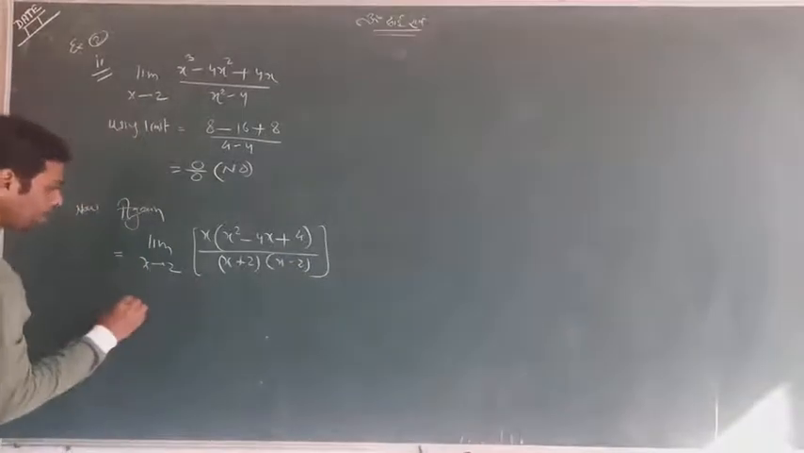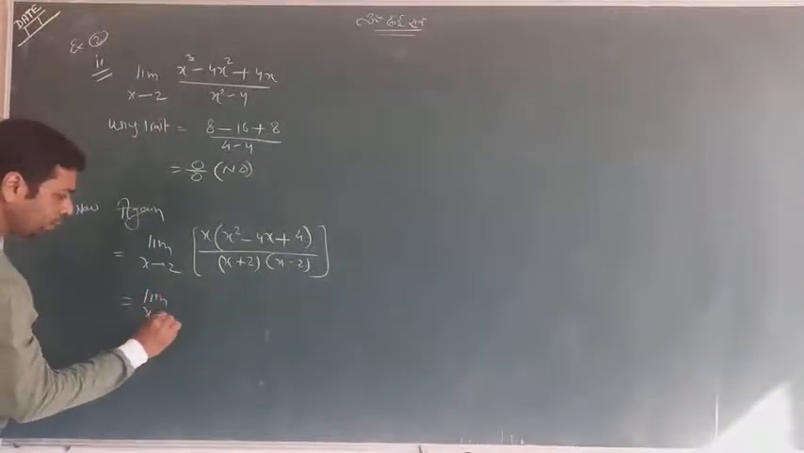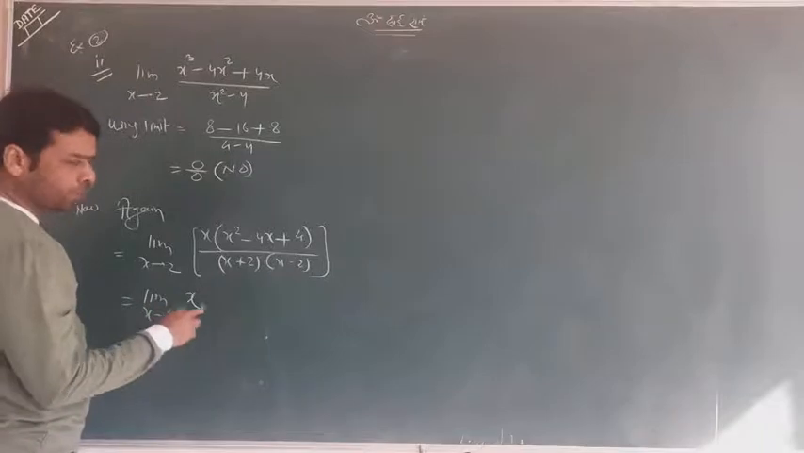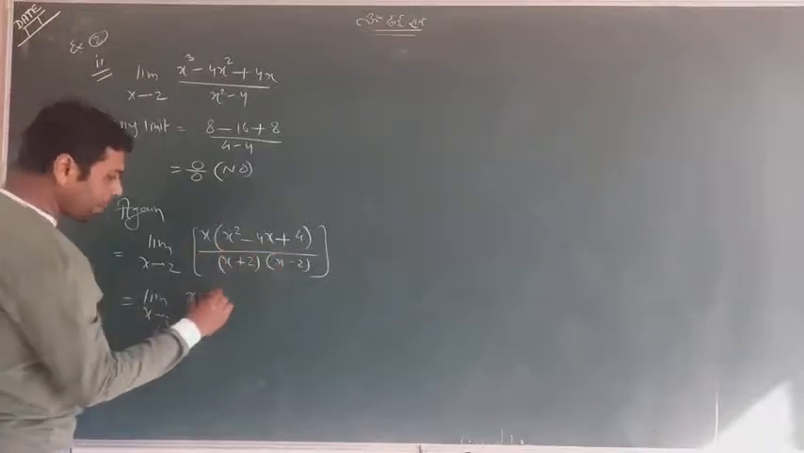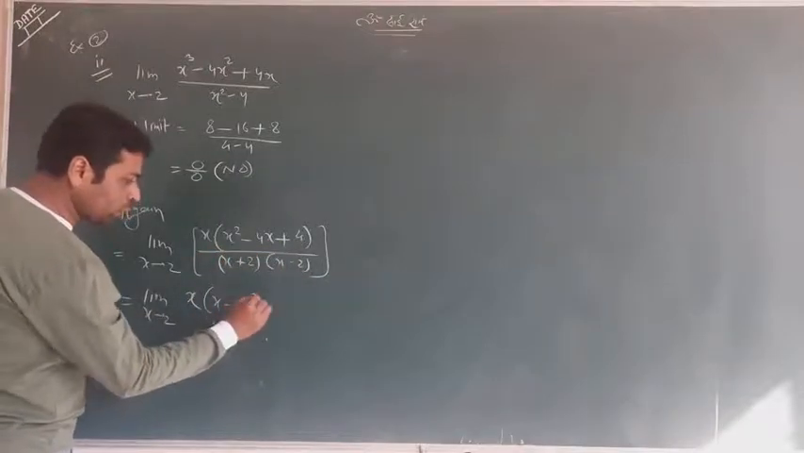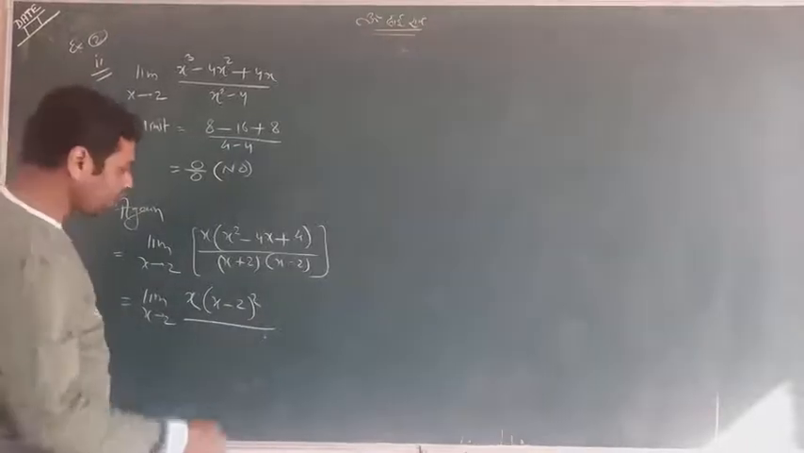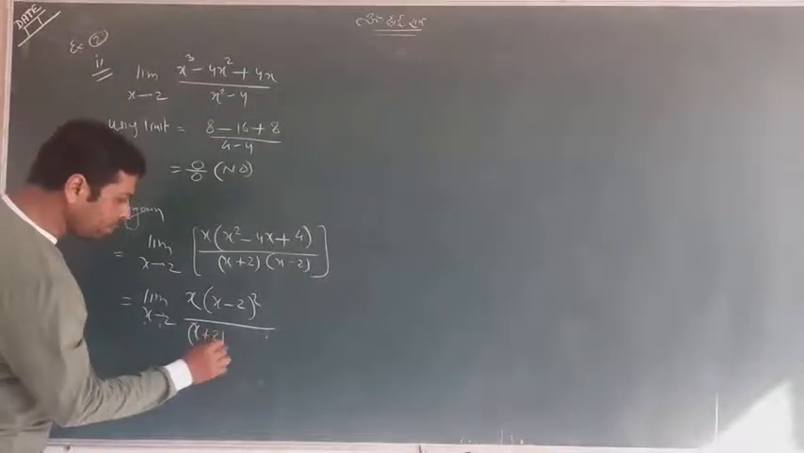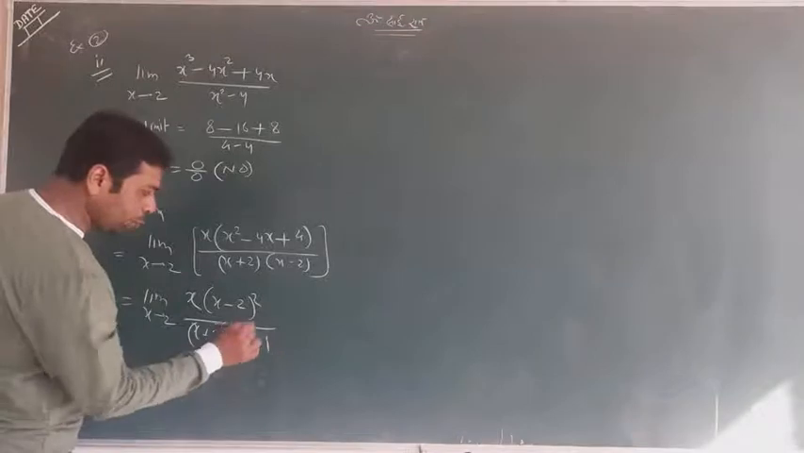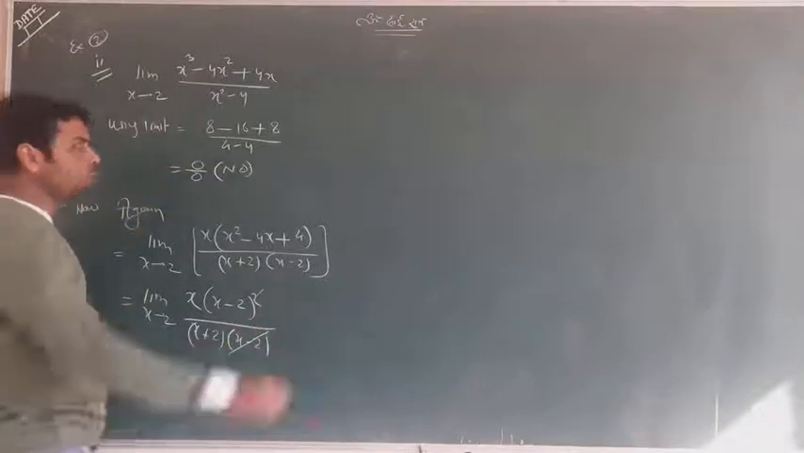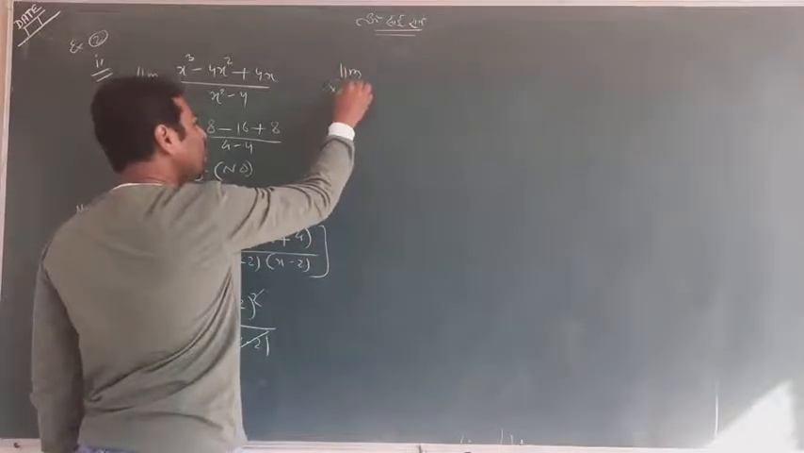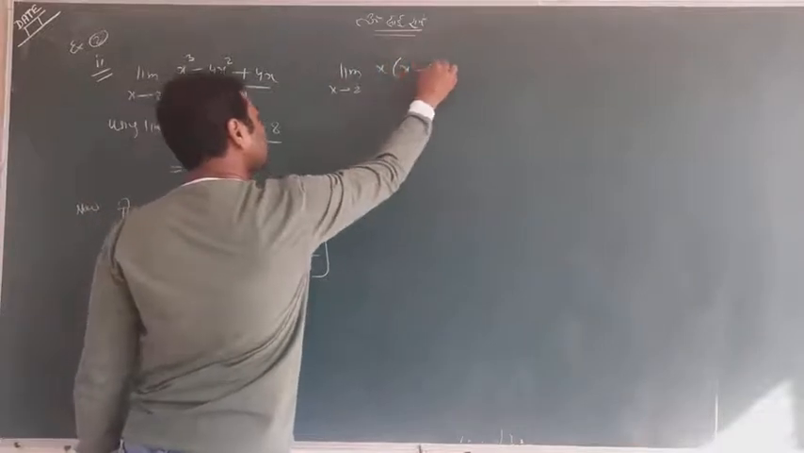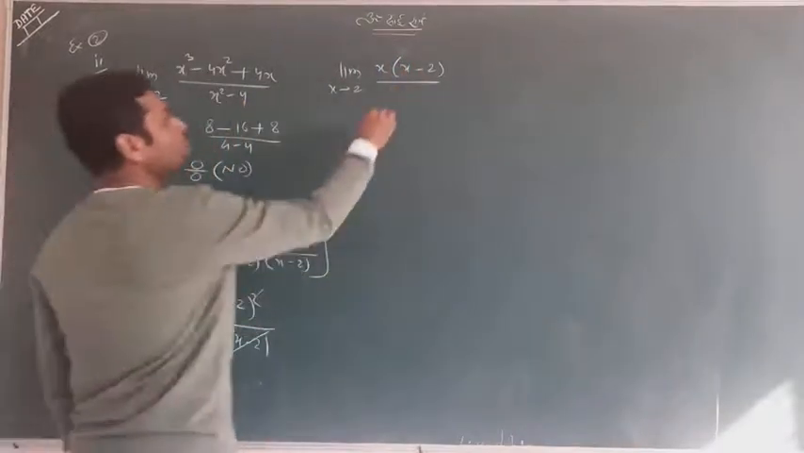Now students, I have something simple. x square minus 4x plus 4 can be written as x minus 2 whole square, upon x plus 2 and x minus 2. So one factor will cancel, x minus 2, and we have the term limit x tends to 2, x minus 2 upon x plus 2.